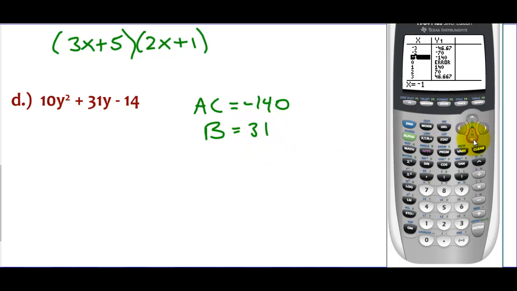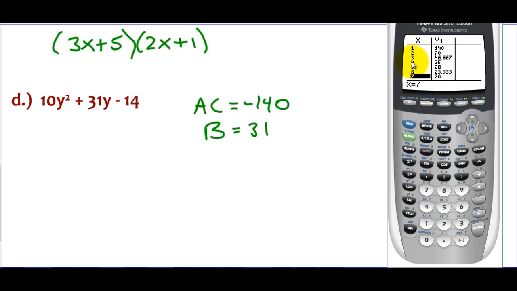So if I'm looking down the list, we'll start off at 0, okay? 0 doesn't work. And we're going to say, well, 1 and 140, no, they don't add or subtract to 31. 2 and 70 doesn't work. 4 and 35, well, what about that? 35 minus 4 does give me 31. That's the pair of numbers that I want. All right, so again, you can see there's a ton of them. There's 5 and 28, 7 and 20, 10's hiding down here. And so when you get to these bigger numbers, having the graphing calculator and using this little trick will save you some time looking for those factors.